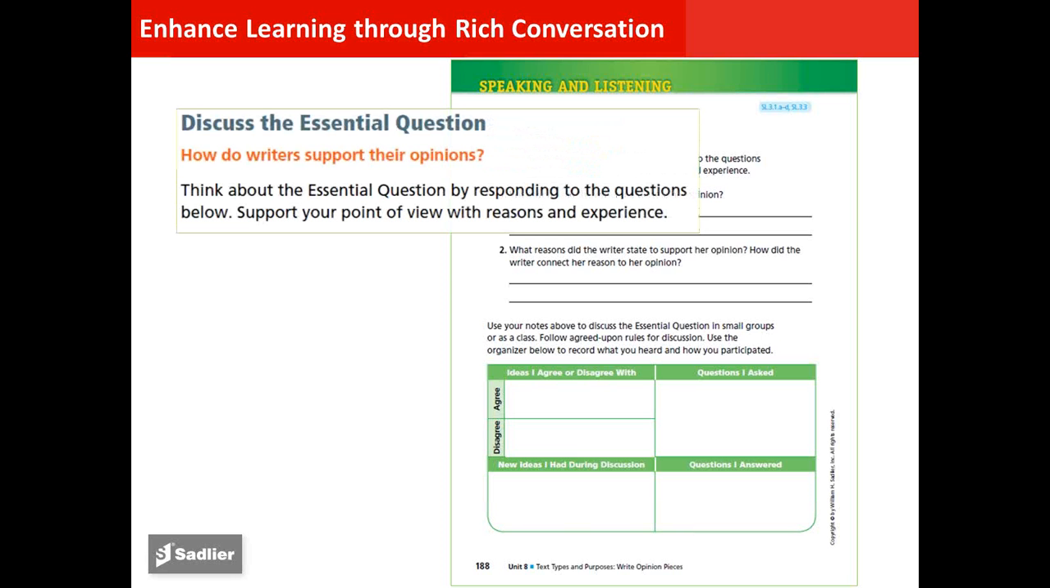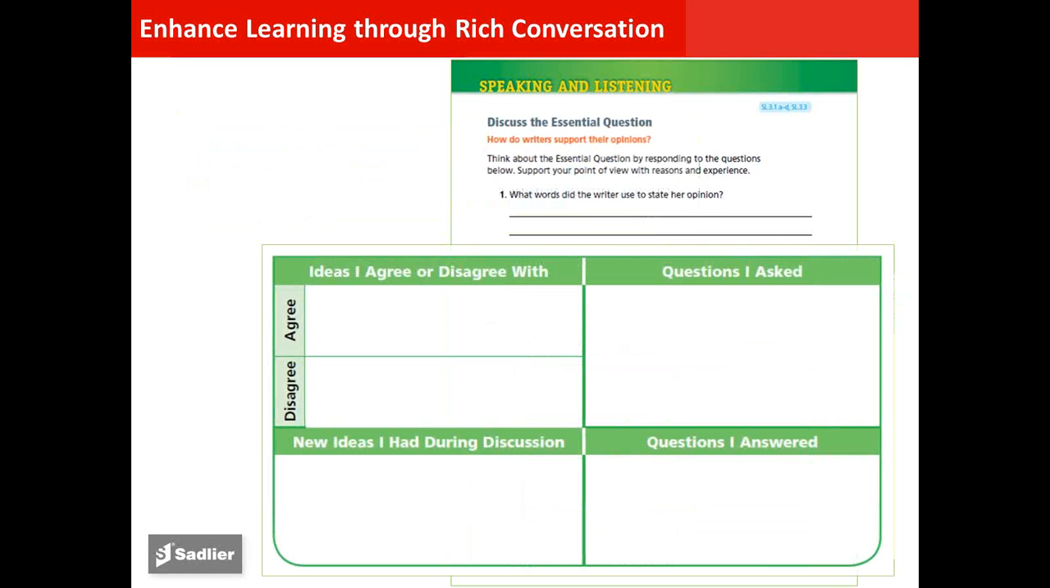They will then come to the small group discussion prepared with their thoughts clear and outlined. The essential question is, how do writers support their opinions? They have several questions to answer. And then this graphic organizer helps students organize their thoughts and prepare for the small group discussion. Preparation is very important for all of us. So why don't we start with our students and help our students come prepared for discussions.